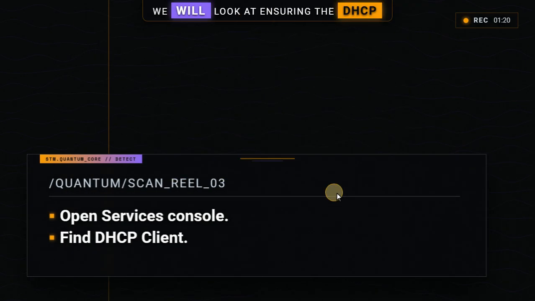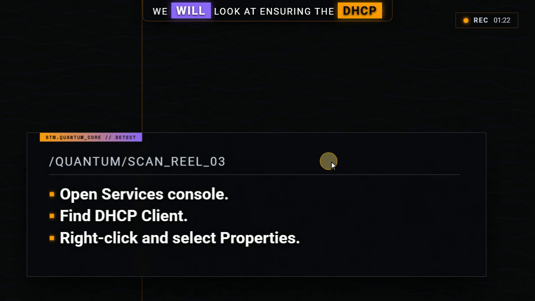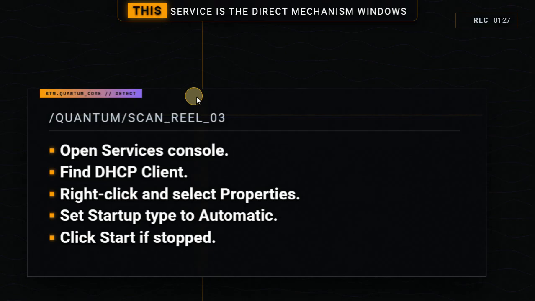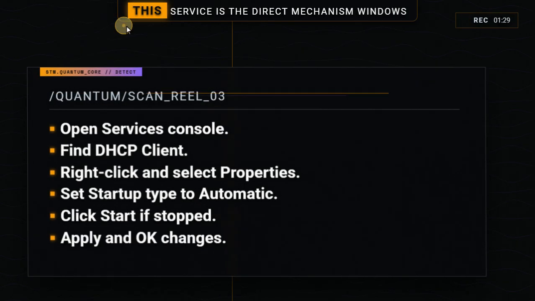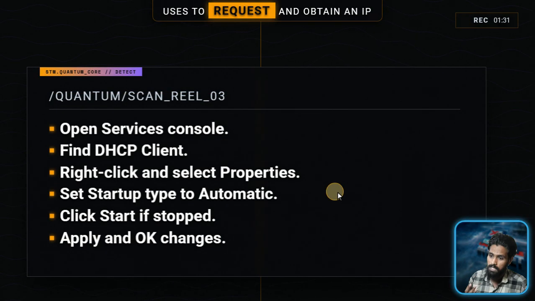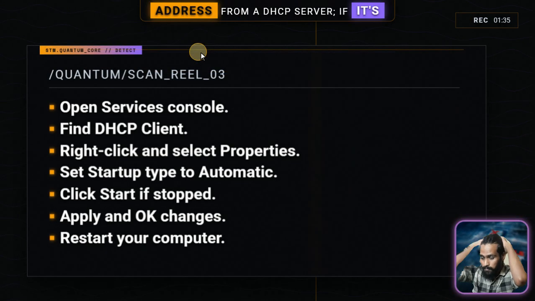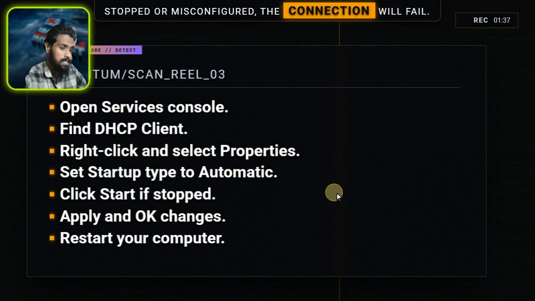Finally, we will look at ensuring the DHCP client service is running and configured correctly. This service is the direct mechanism Windows uses to request and obtain an IP address from a DHCP server. If it's stopped or misconfigured, the connection will fail.